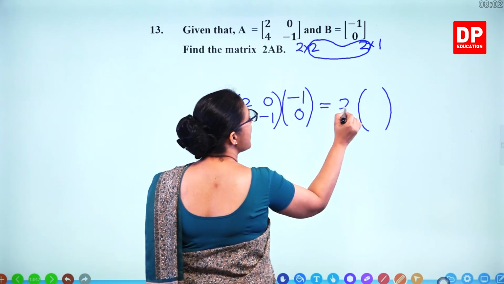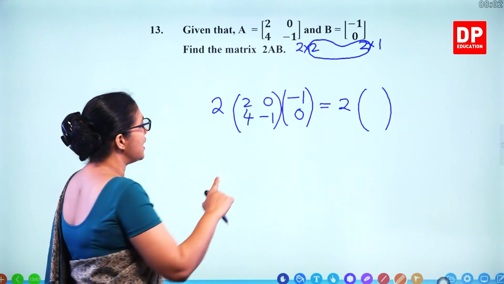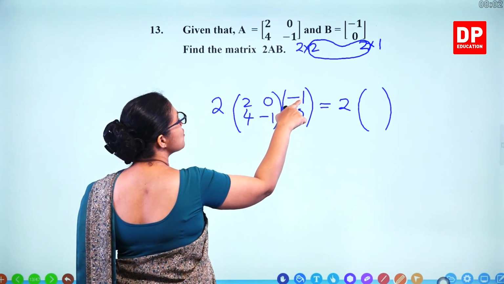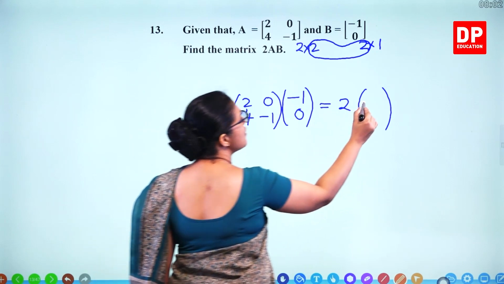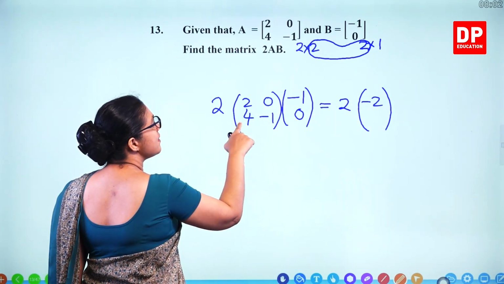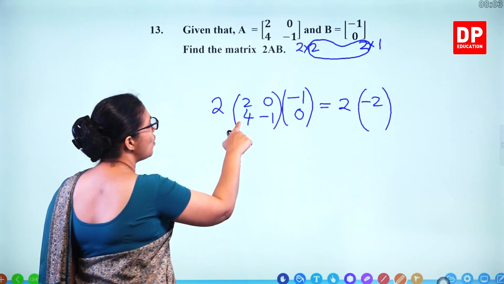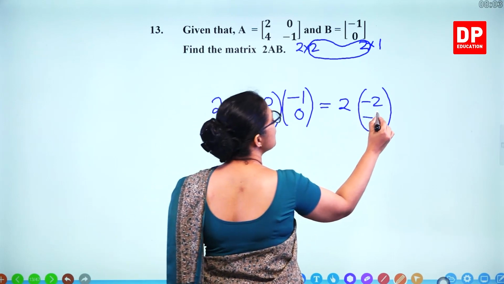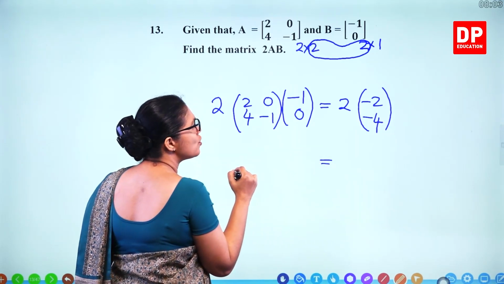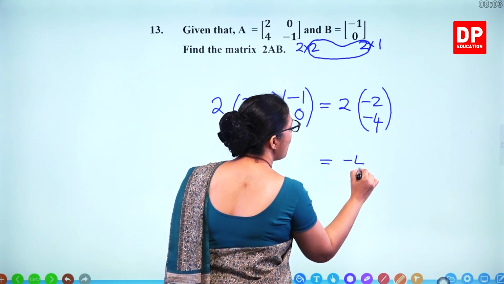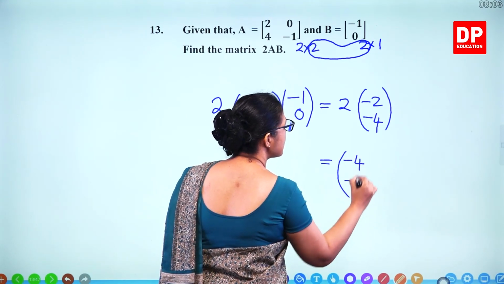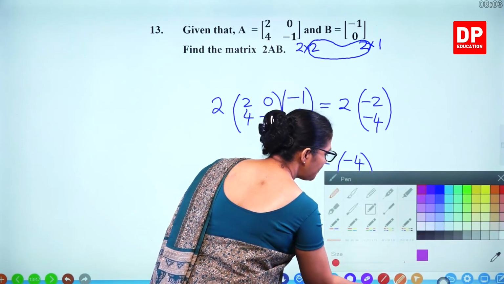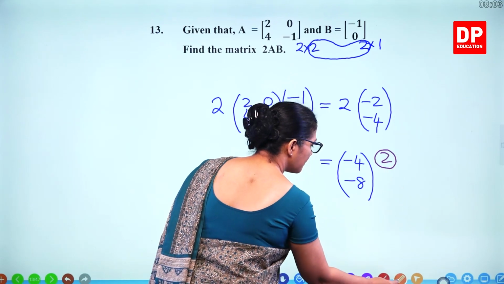Here, we'll first write 2 there. First, we'll multiply AB. 2 times minus 1. First row, first column. 2 times minus 1, minus 2 and 0. So, you get minus 2 here. Then the second row with first column. 4 times minus 1, minus 4, minus 1 into 0, 0. So, minus 4. Now, we can multiply by 2. 2 times minus 2, minus 4, minus 8. So, that's the answer. So, 2 marks for that.